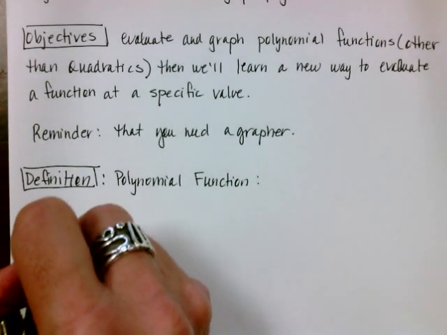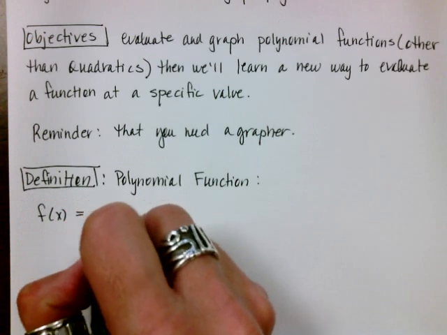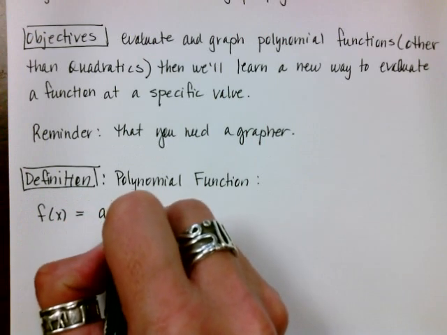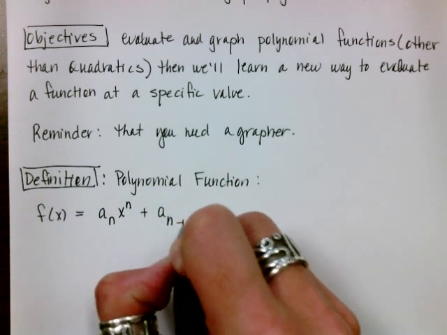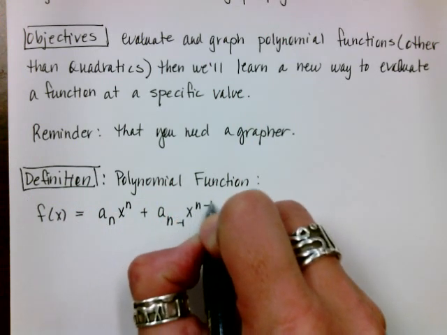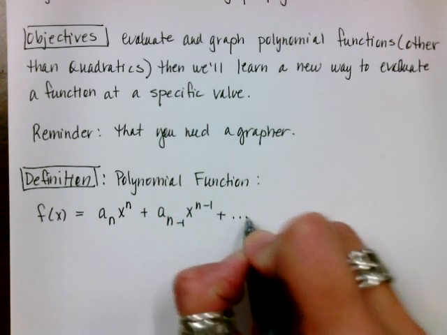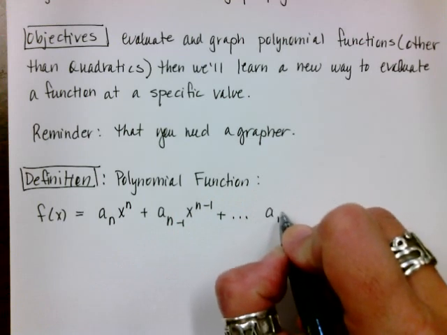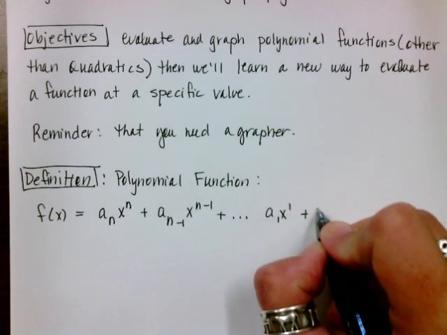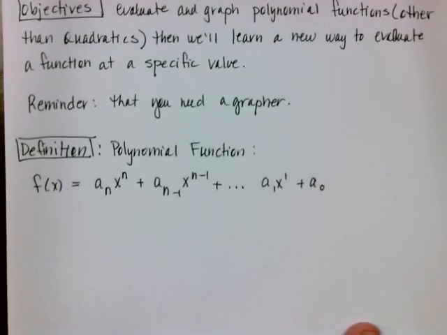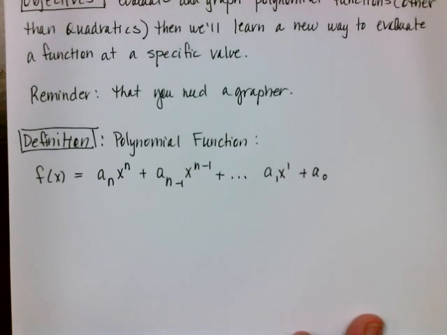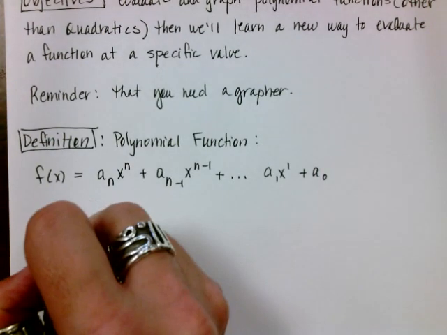So if I have a polynomial function, it will look like this: a sub n times x to the n, plus a sub n minus 1 times x to the n minus 1, plus dot dot dot, all the way down to a sub 1 times x to the 1, and then a sub 0. All right? So that's the math notation, and it makes it look really scary, but it actually is not.